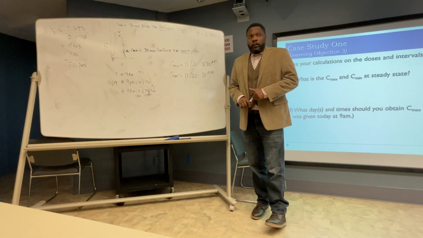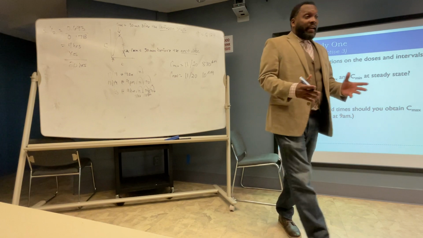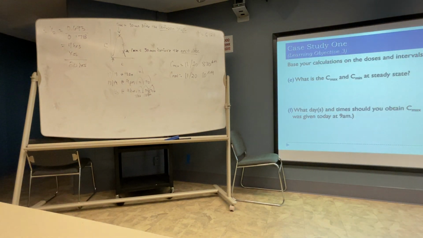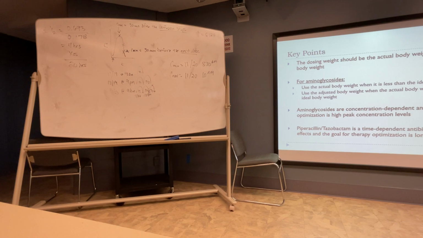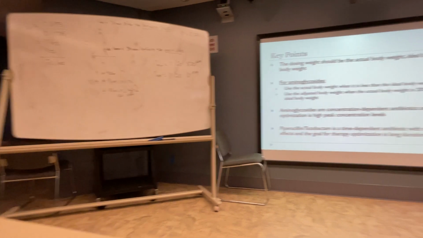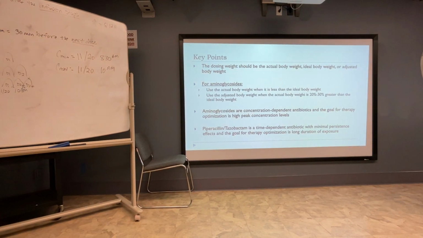All right, so everything that I've asked you to do, at least in the first problem, you should know how to do that. We'll summarize it here. Dosing weight could be actual body weight, ideal body weight, or adjusted body weight, right? What circumstance is it total body weight? Vancomycin. We'll pick up vancomycin later.